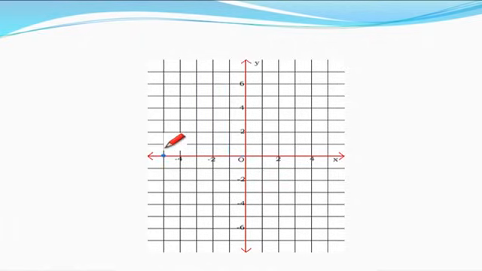Another point is on the x axis, so its y coordinate is to be 0, and the point is placed at a distance of 5 units to the left of the origin, so it is -5, and the coordinates will be -5, 0.